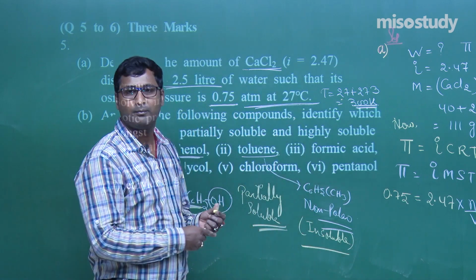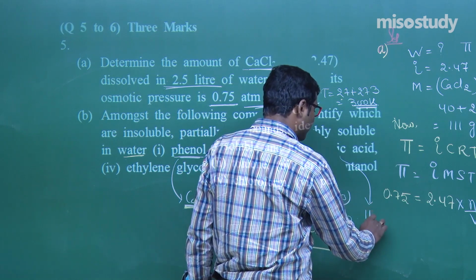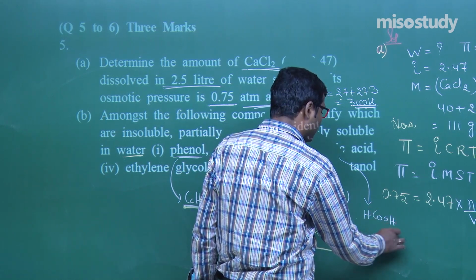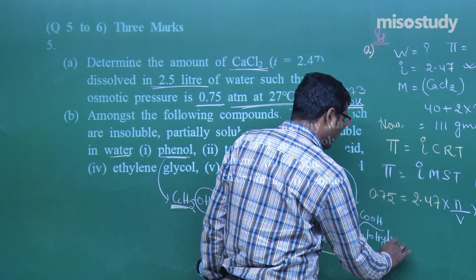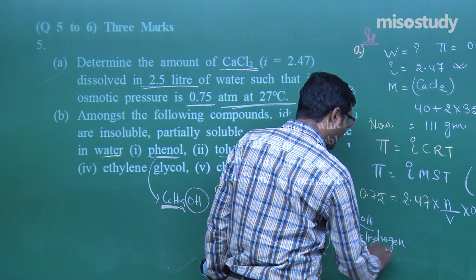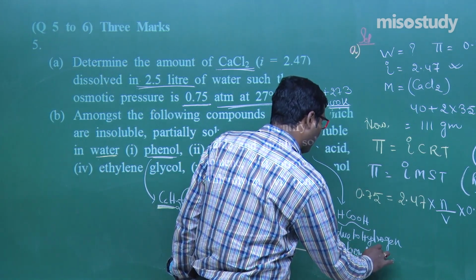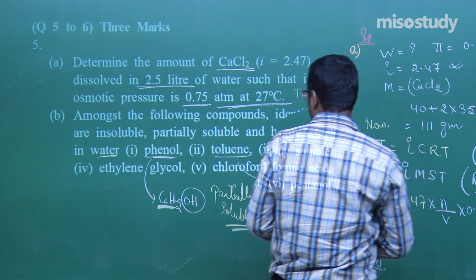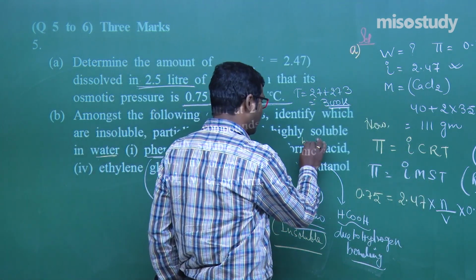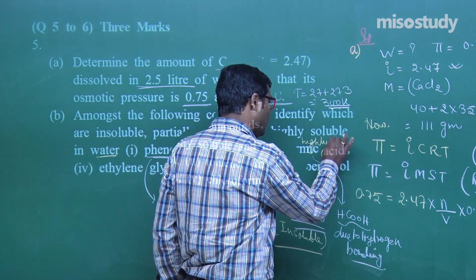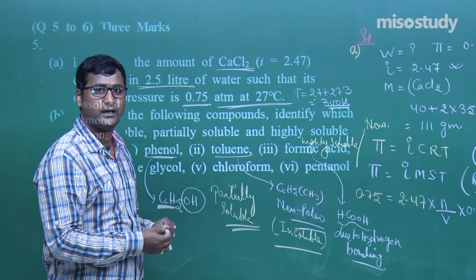Now there comes formic acid. What is the formula of formic acid, my friend? The formic acid is HCOOH. As we know, due to hydrogen bonding between formic acid and water, it is soluble. It is highly soluble in water. Formic acid is highly soluble in water.